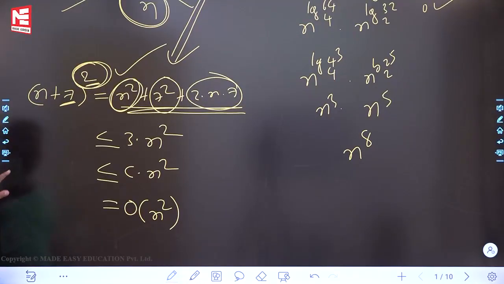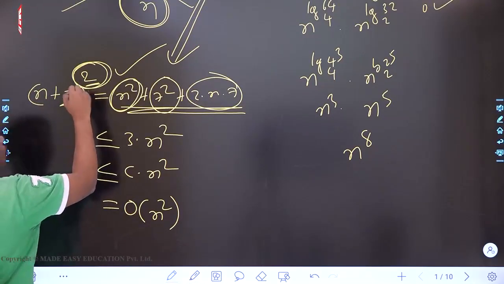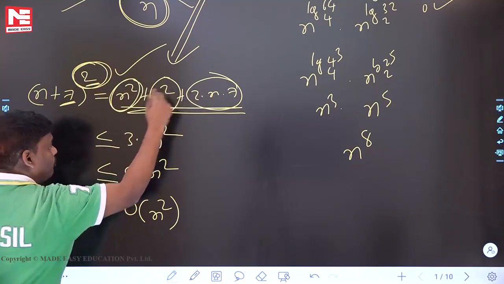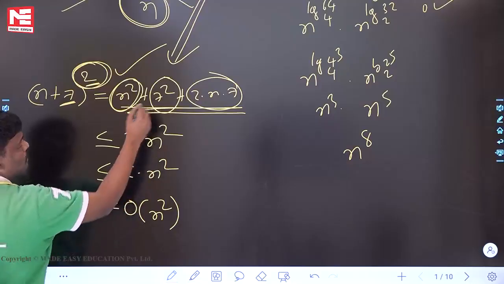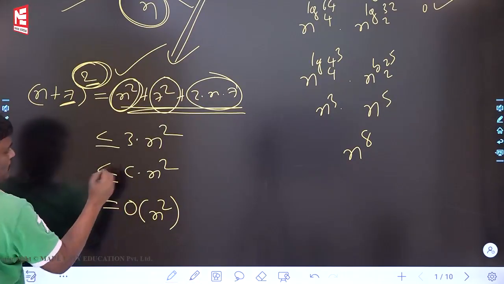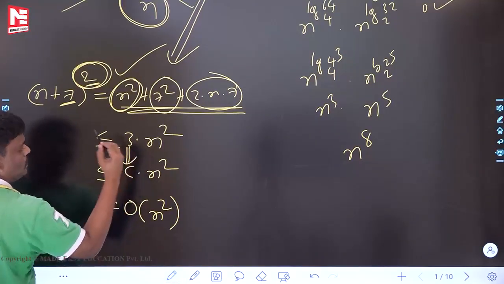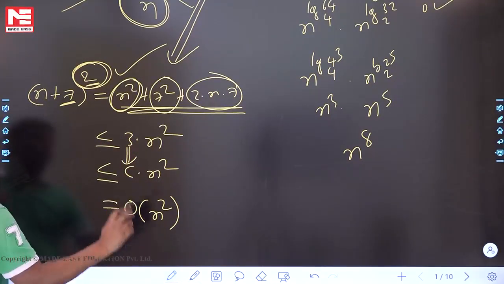Let's see this one. N plus 7 whole square, the actual meaning is this. I took everywhere bigger, so 3n square. Because I took a little bit bigger upper bound, less than or equal to 3 into n square means c into n square. 3 is a constant, so big O of n square.